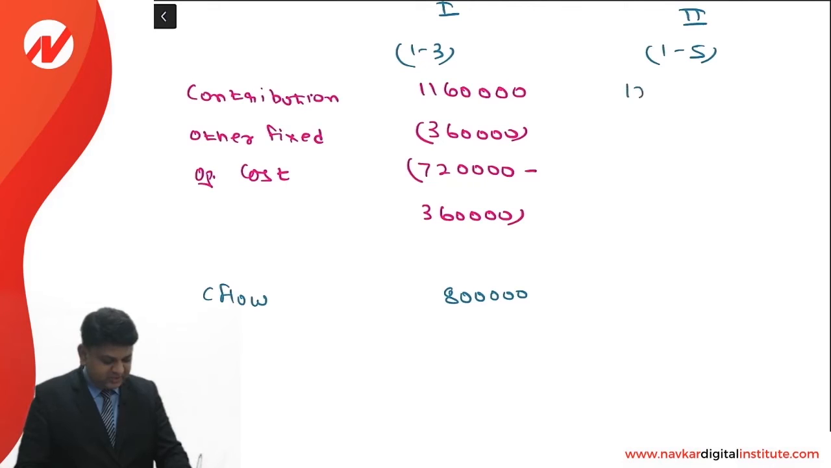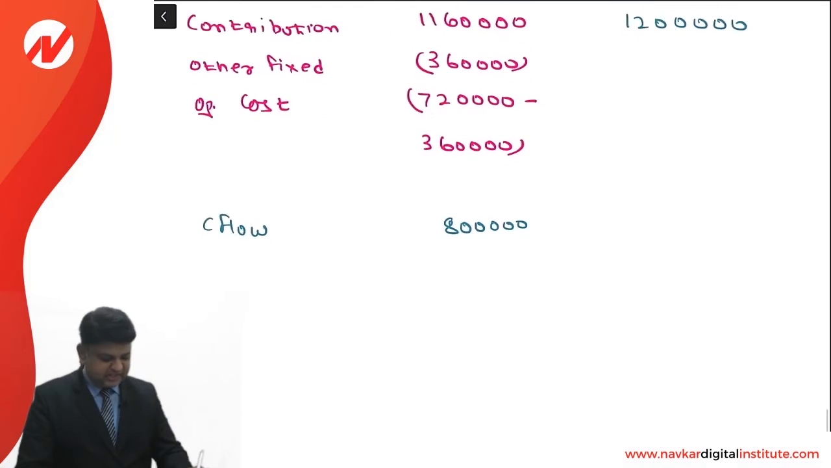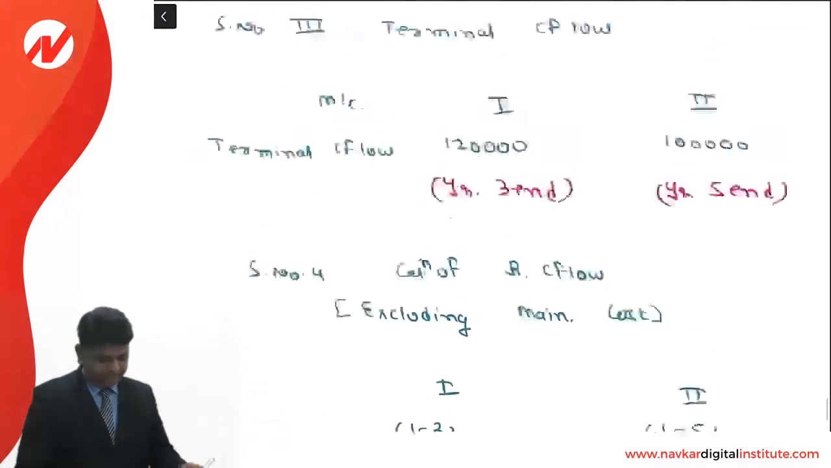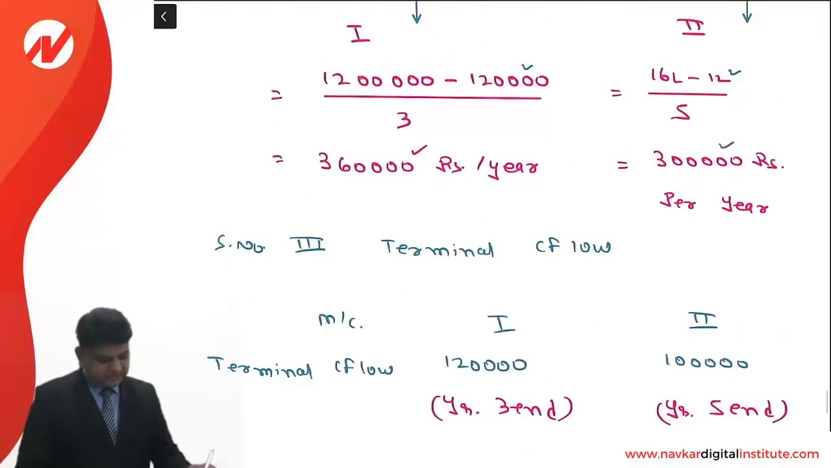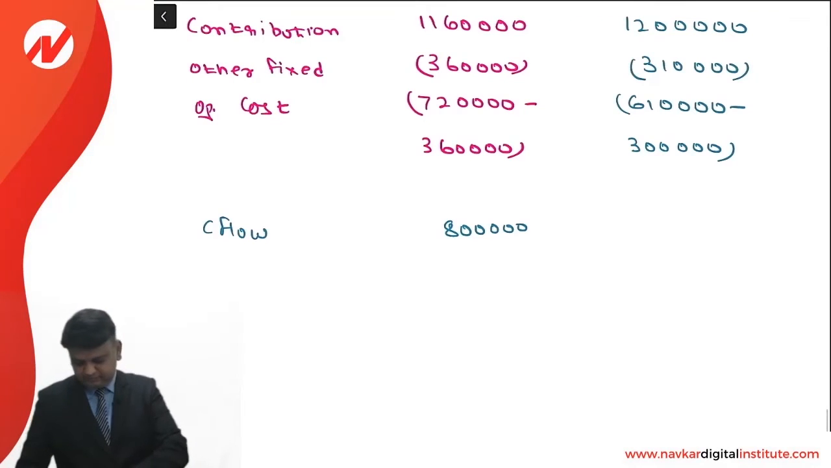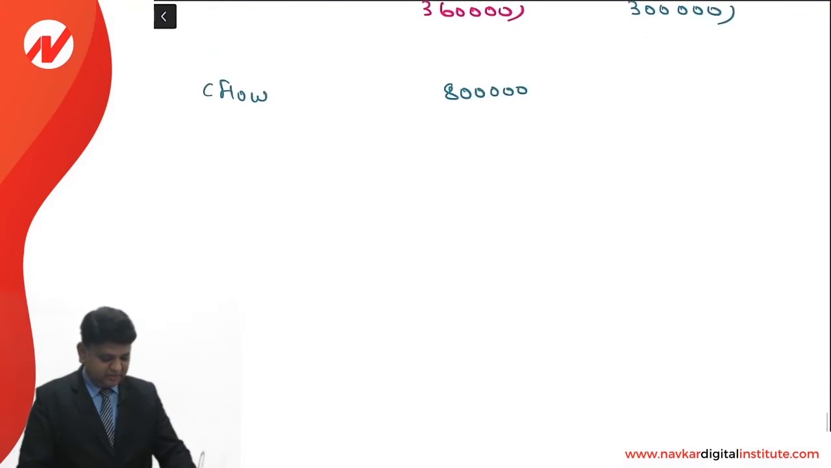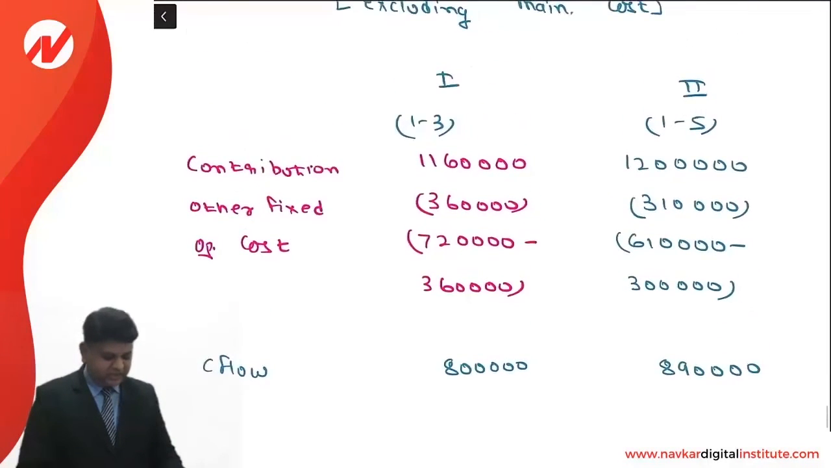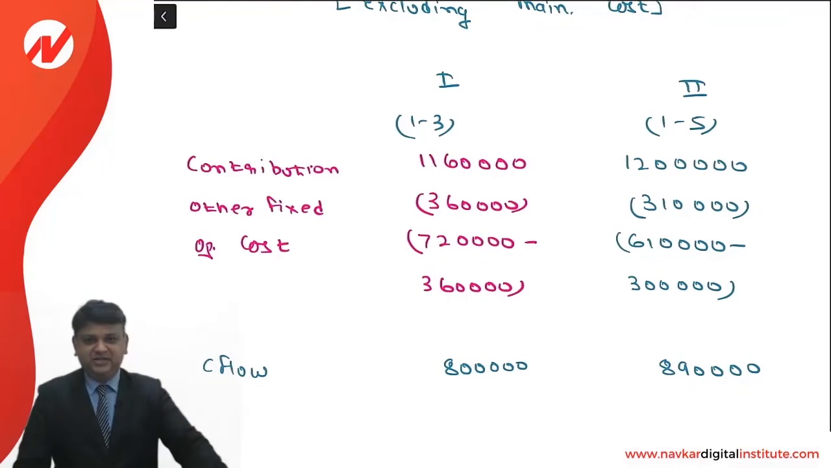For the second machinery it is 12 lakhs. The operating cost is given to us as 6,10,000 in the question, minus this amount of 3 lakhs. So this is 3,10,000. So 12 lakhs minus 3,10,000, so it is 8,90,000. This is the way the recurring cash flow can be calculated for each of the machinery.